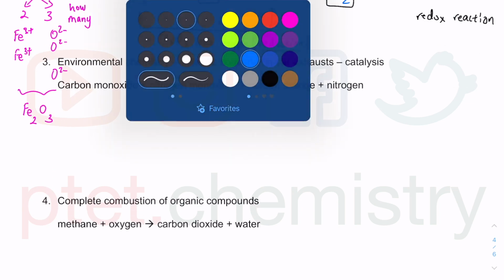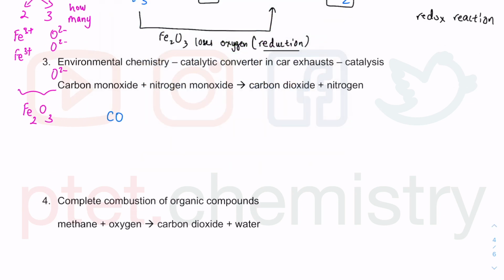We have 2 more examples here. You have CO plus NO because these are monoxides. And then what will you get? You will get carbon dioxide and N2. We've got to balance the equation. I've got 2 nitrogen atoms because this is a diatomic molecule.